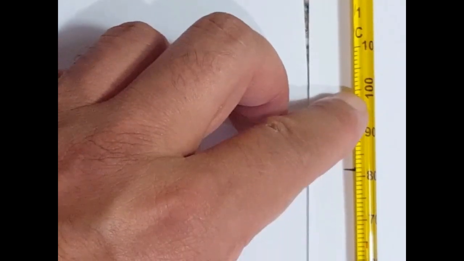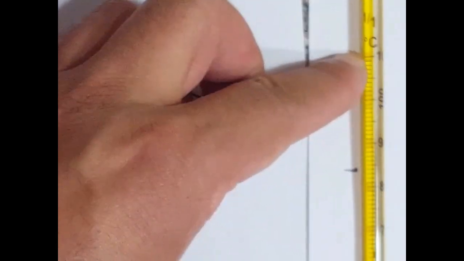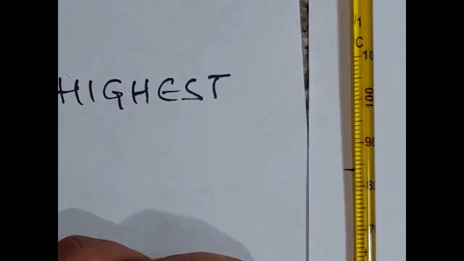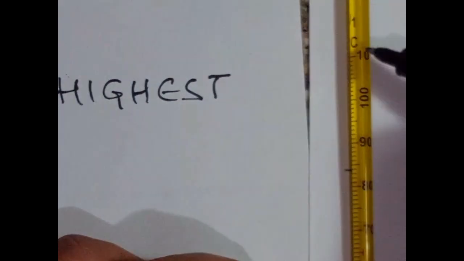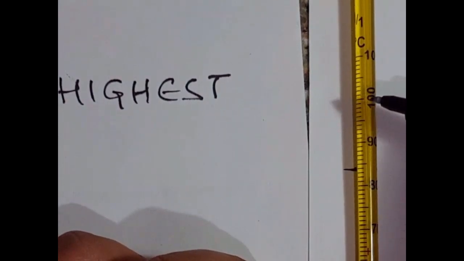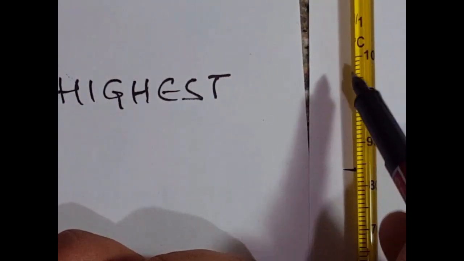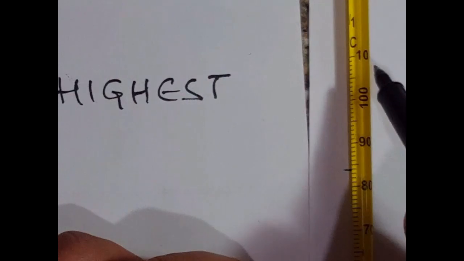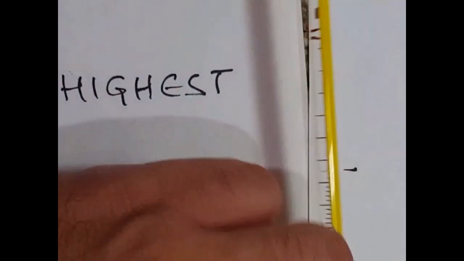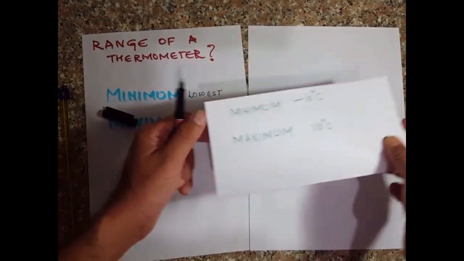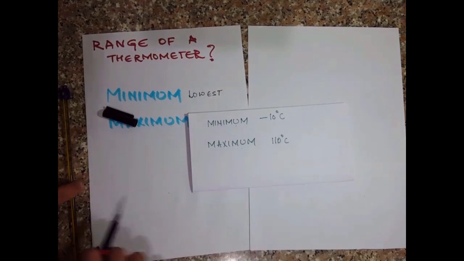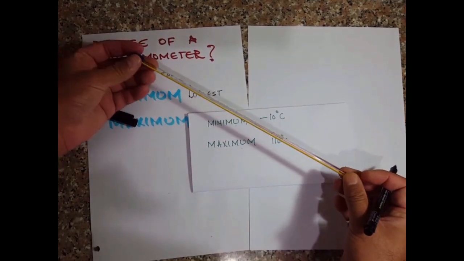But that is not the maximum. The maximum value is here. It's right here. And this value here onto the top here is 110 degrees. 100 and then there are 10 more degrees to it. So the maximum temperature this thermometer can measure is 110 degrees. So let me just zoom out and write down the range for it. And I already have written the range for this particular thermometer that we saw.